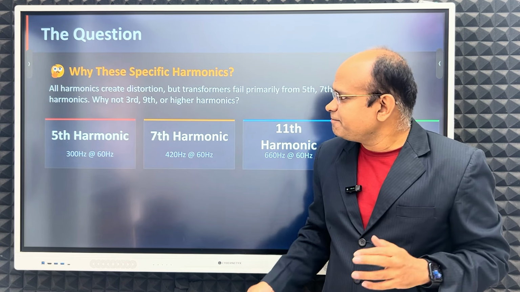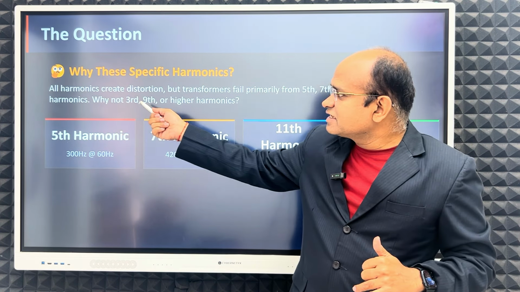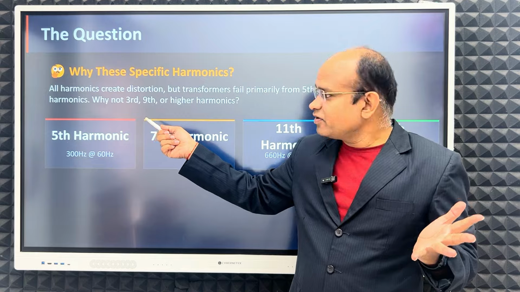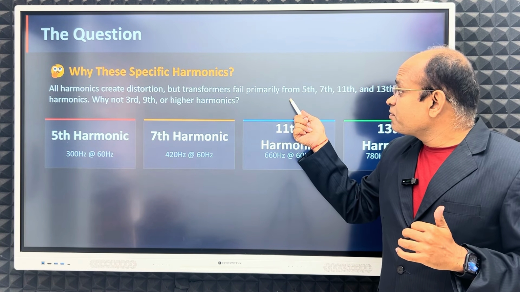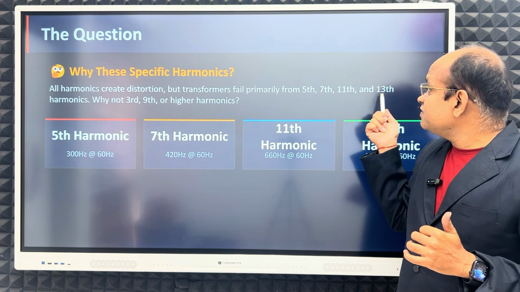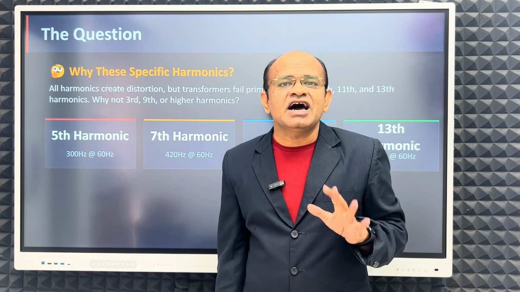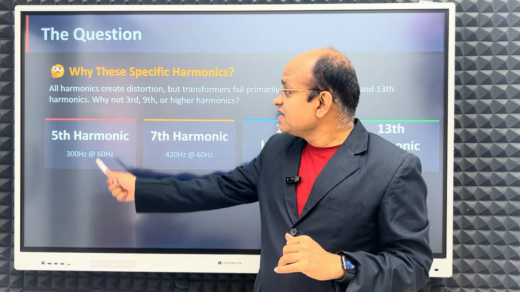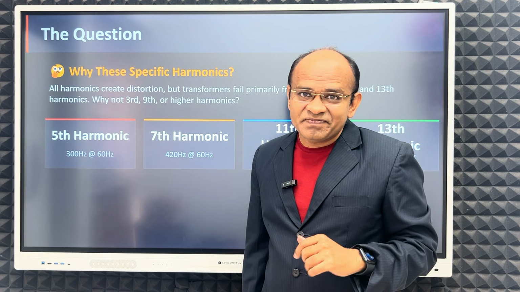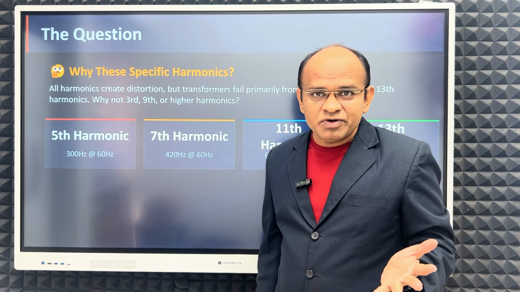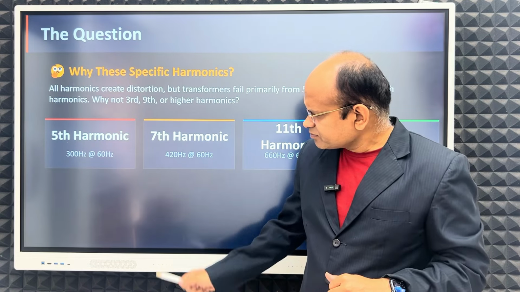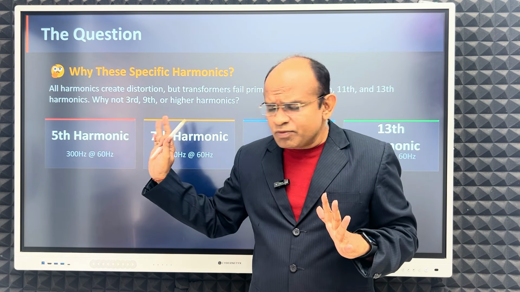All harmonics create distortion, but transformers fail primarily from the 5th, 7th, 11th and 13th harmonics. Why not the third? That we are going to see. Or the 9th or higher harmonics. Why not these? See, what is the 5th harmonic?